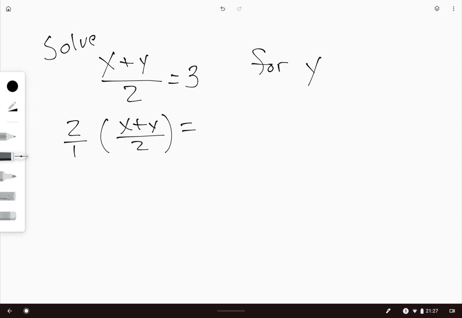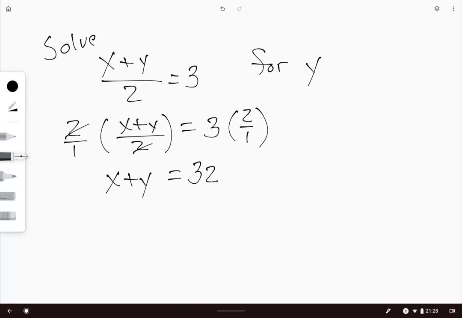And again, what I do to one side of the equation, I must do to the other side. Okay? So when I multiply this side by z, those are going to cancel out and leave me 1. So I'm left with x plus y equals 3 times z over 1 is the same as 3 times z, which is 3z.